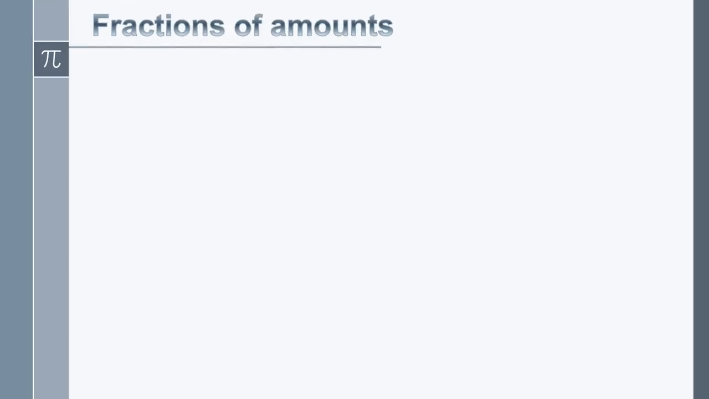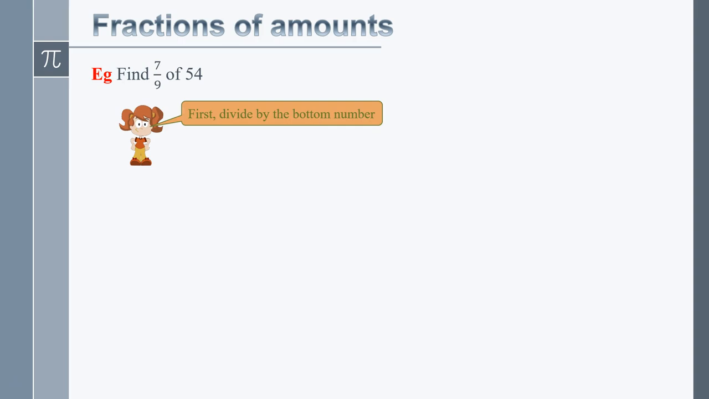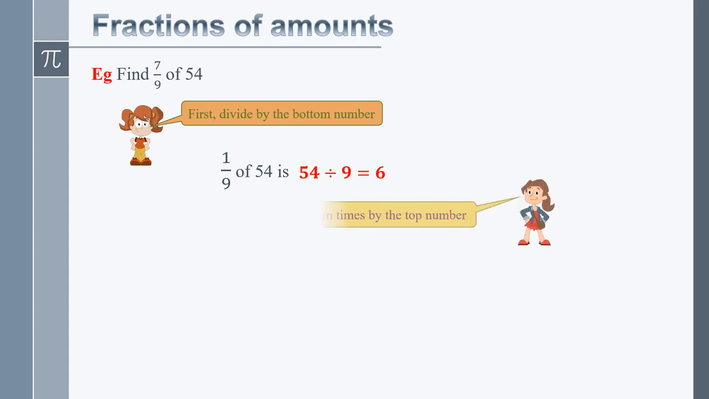So here we go again. Another one, slightly more difficult numbers. So we've got 7/9 of 54. Remember the first thing we said was divide by the bottom number. So I've got to do 54 divided by 9, which is 6. What I'm doing there is finding out what 1/9 is worth, which is 6. Then the next step of the calculation is to times it by the top number. So I need to take my 1/9, which is 6, and I need to find 7/9. So I need 7 of these. So I've got to do 7 times 6, 7 lots of 1/9, which is 42.